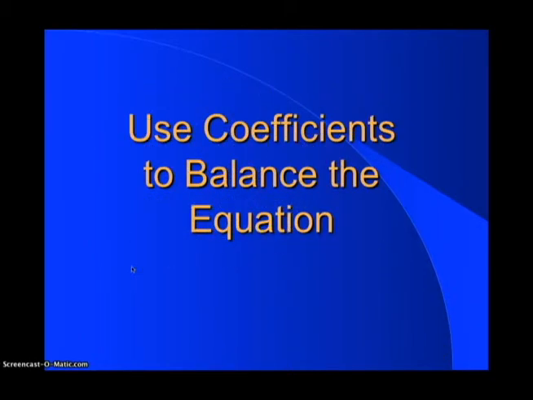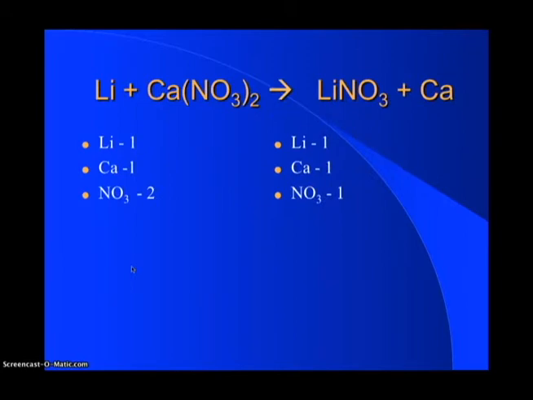So let's use some coefficients to balance an equation. I have here a skeleton equation for lithium reacting with calcium nitrate to produce lithium nitrate and calcium. The best way to start out by balancing the equation is to make yourself a nice list, an inventory, if you will. It's like a bookkeeping thing here.